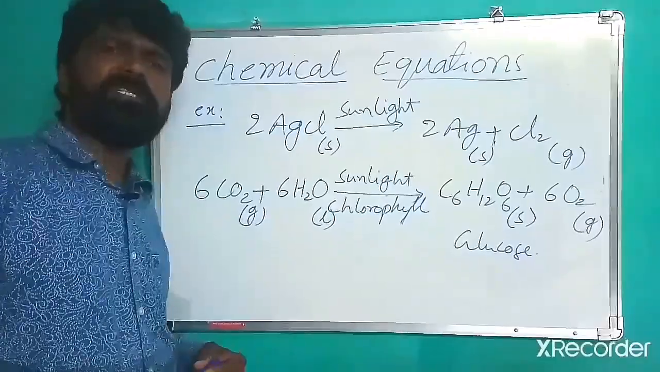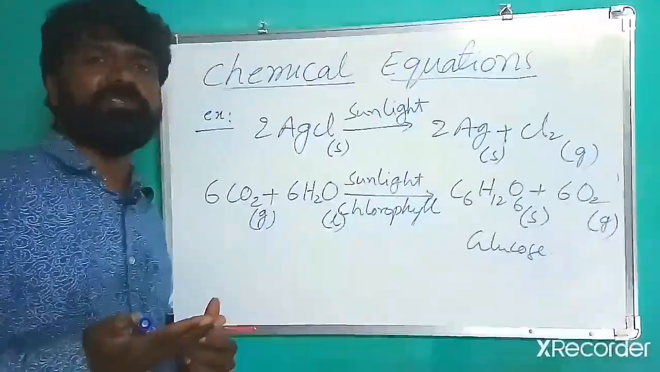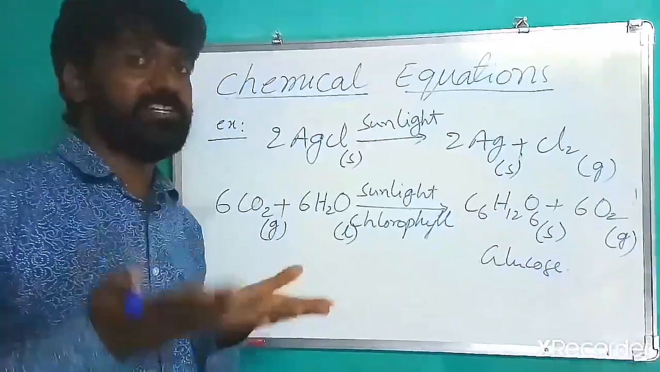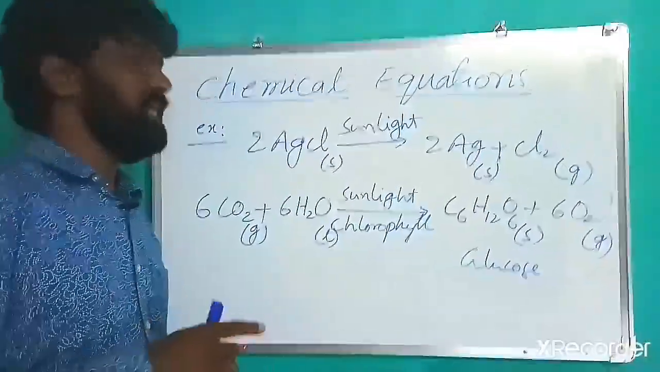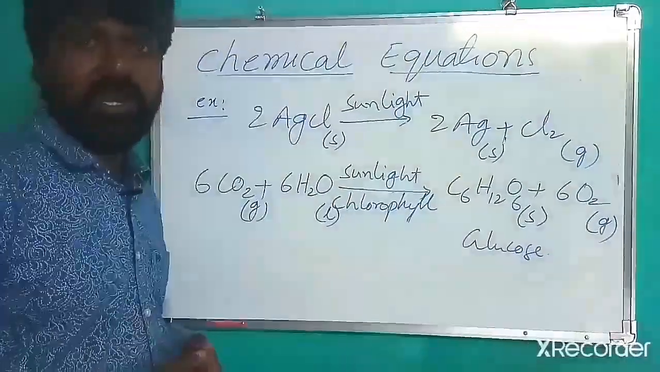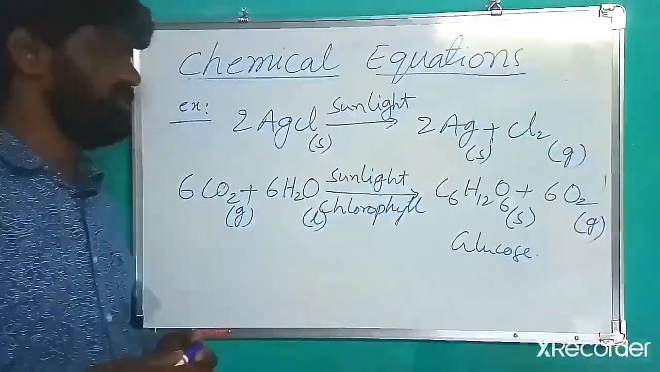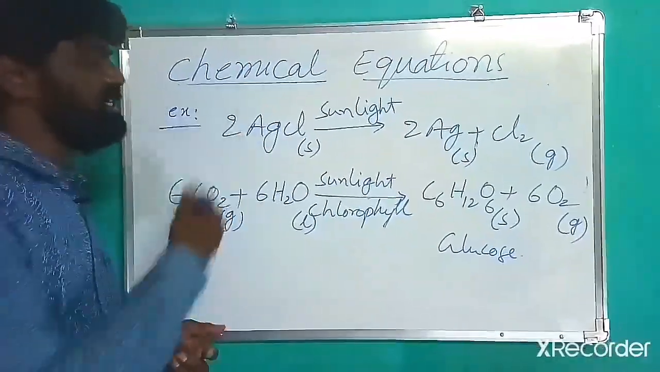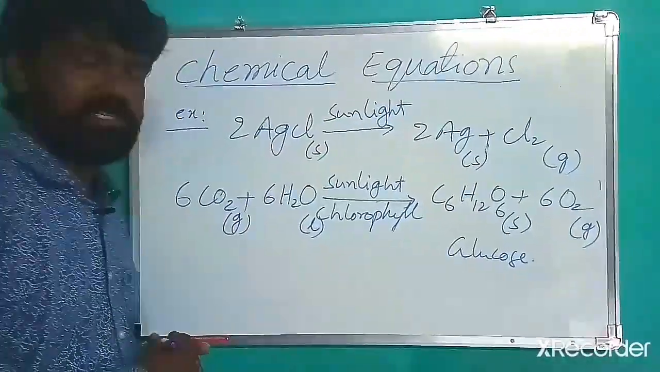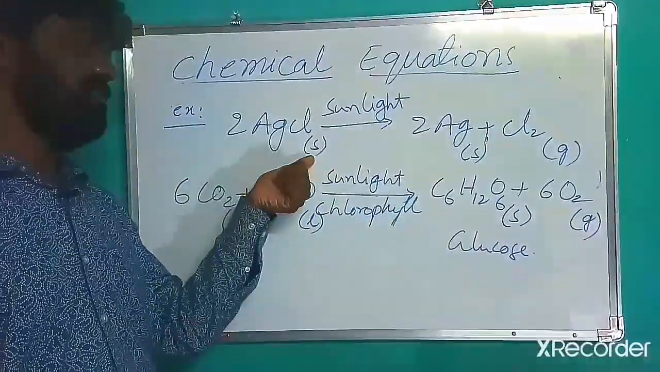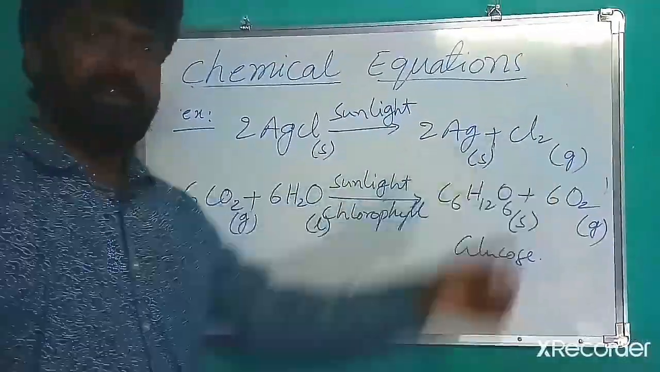And also sometimes the reaction conditions, what are they? Temperature, pressure, catalyst, etc. are also represented above the arrow or below the arrow in reactions. Let us see some examples. The first one is 2AgCl. In the presence of sunlight, it gives 2Ag plus Cl2. Here it is solid and gas.